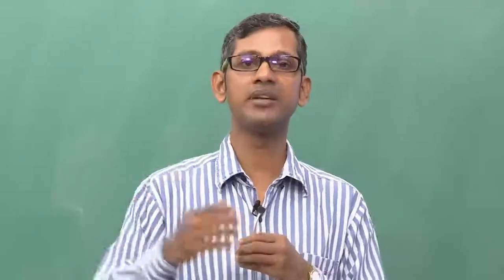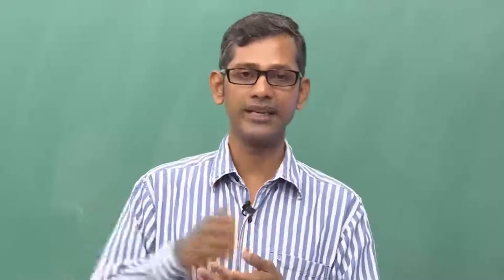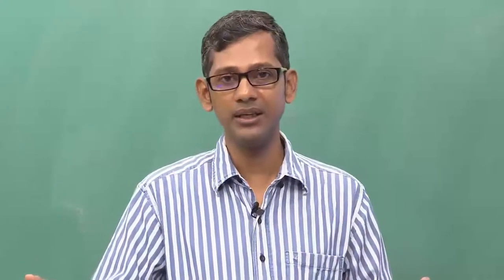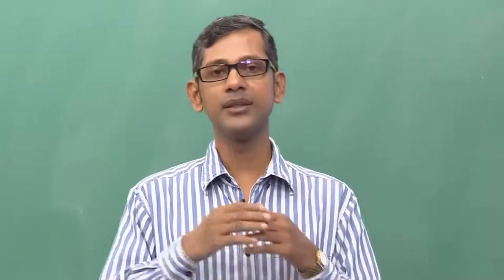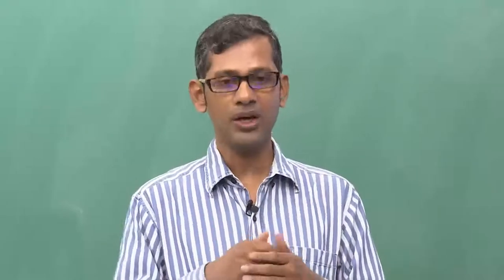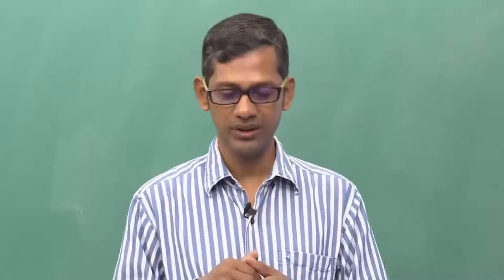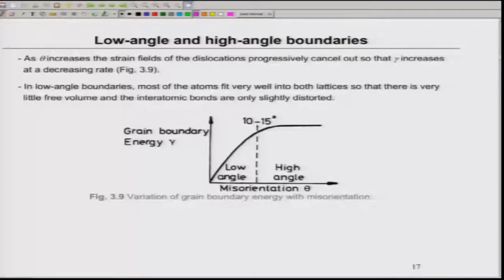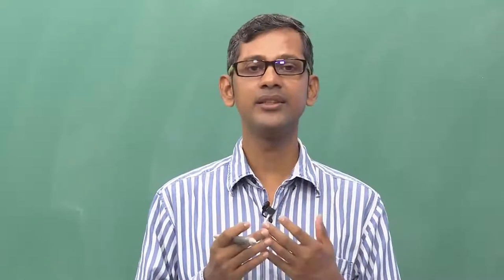Remember, if dislocation cores overlap, what will happen? If the dislocations are of different nature, suppose one is positive and one is negative, they will try to cancel each other's strain fields. Because of that, the energy of the system is reduced, or the slope of the curve slowly reduces. That is why it slowly tapers off from this point onwards. This is mainly because of the overlap of dislocation cores; sometimes they cancel each other, so the strain field reduces, the strain energy reduces, and the gamma, the interface energy of the grain boundary, reduces.